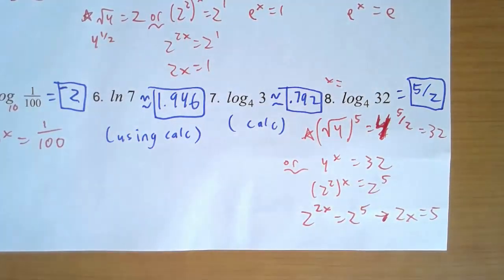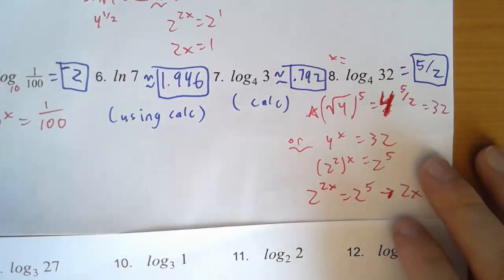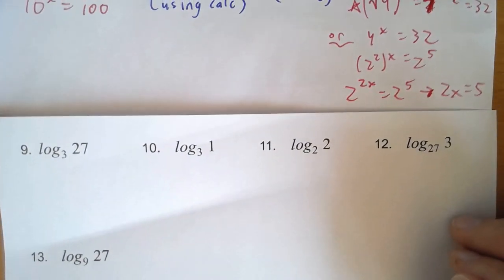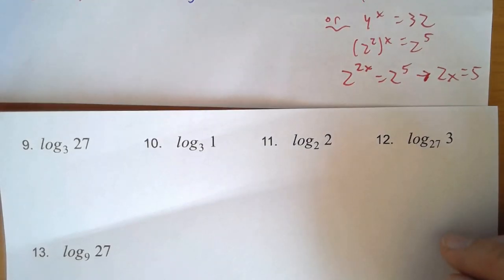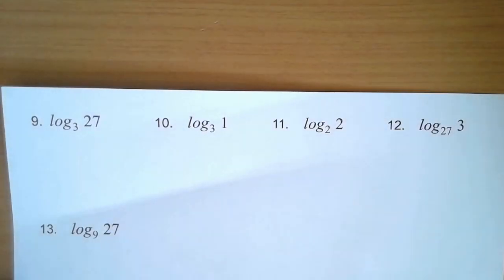Okay. All right, so I've got a few for you to try now. So why don't you go ahead and try numbers 9 through 13 there. Those should all be ones that you would do without a calculator. 9 through 13, figure out those logs without a calculator.